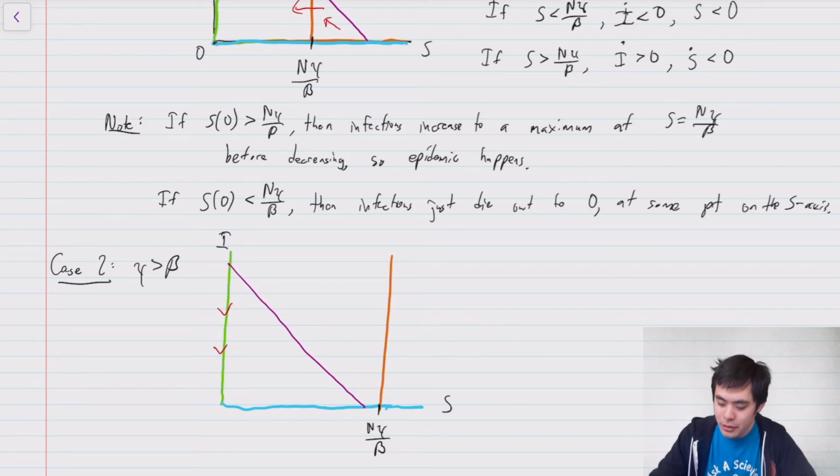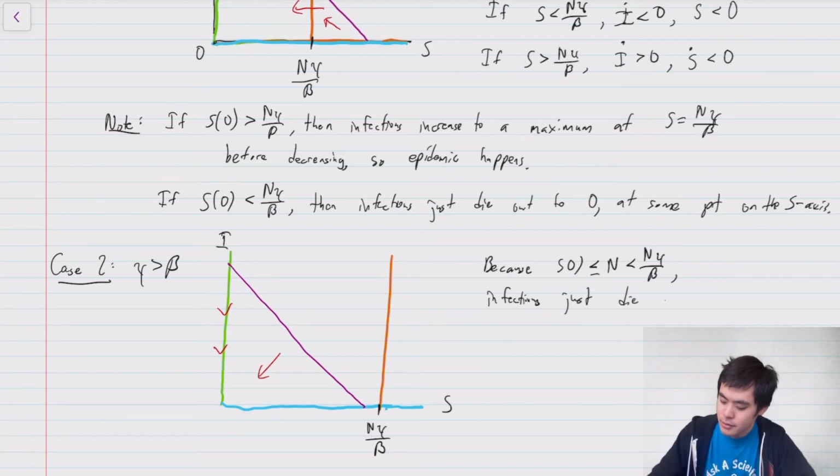And so you're entirely in this regime, and therefore, because S of 0 is always less than or equal to N, which is less than N gamma over beta, infections just die out and don't cause an epidemic.